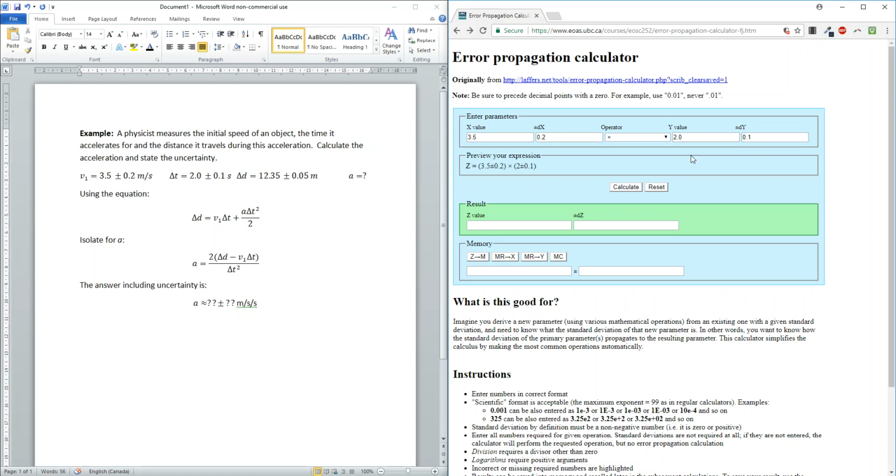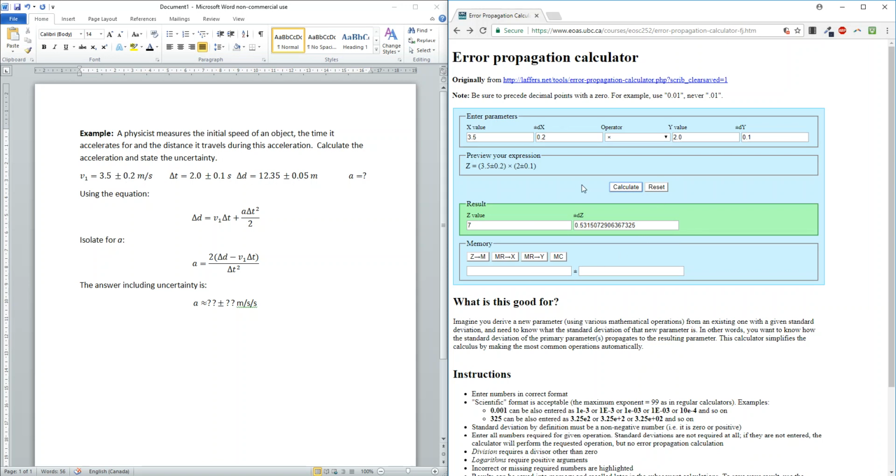So here's the expression. 3.5 plus or minus 0.2, times 0.0, now they just left off the 2, plus or minus 0.1. We need to find that value, so we're going to calculate. The result is 7, and now the error that's propagated, it says that we know that the value v1 delta t, or the distance it traveled in that time, I guess, if you think about it that way, is 7, and we're uncertain to about 0.53, which is different than the 0.2 and the 0.1.